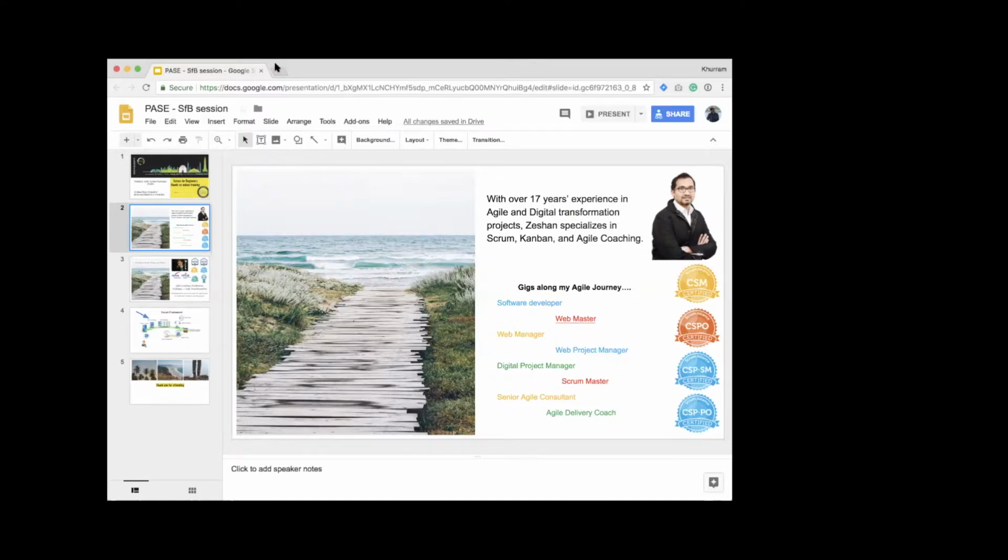I mostly have certifications through Scrum Alliance. If you see on the right side, you have these certifications where I am a certified Scrum professional, Scrum master and Scrum product owner. So these are my credentials. And then that's it really. So over to you, Khurram.